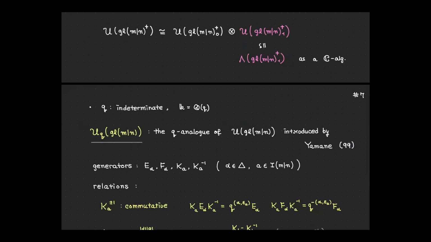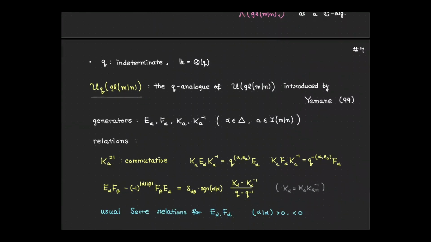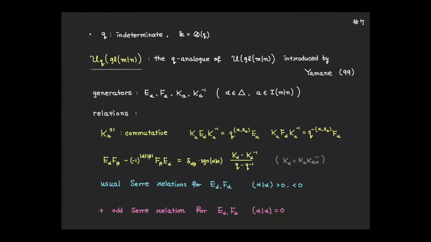That fact is needed in the second lecture. Okay, so now let me introduce the quantized enveloping algebra. For a formal variable q, we consider the field of rational functions. And then there is a q-deformed enveloping algebra for the general linear Lie superalgebra. As far as I know, it was first introduced by Yamane, already more than 23 or 24 years ago.